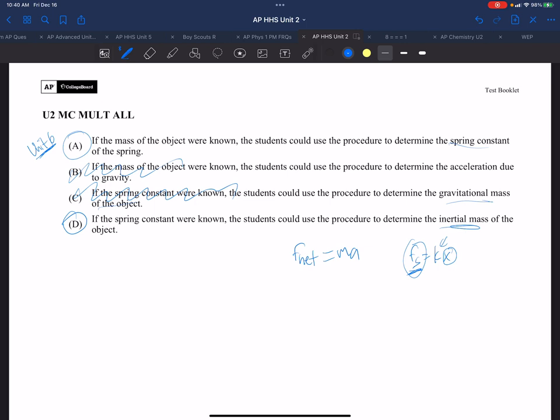But by the same token, if we know the force that's generated on the spring, and we have an astronaut in outer space, and we pull that astronaut a certain distance so we know what the force is, and we measure the acceleration, we can determine the mass. And that's how we could use this to determine the inertial mass of the object.